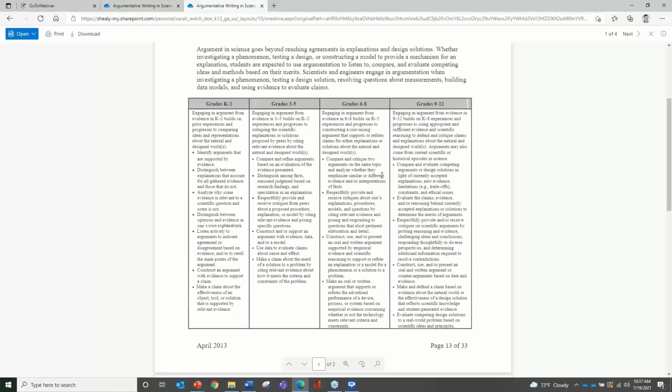But it's a great tool we can use when we start thinking about our students going through the claim evidence reasoning process with an argument: how can we start to pull in the pieces where we're going to build their score, maybe build a rubric or think about their scoring. This is a document that shows some examples of what we can expect those grade bands to do. So for example, maybe in middle school, students are providing and receiving critiques about one's explanations or procedures or models. They're citing relevant evidence and posing and responding to questions that elicit pertinent elaboration and detail. So we could take these pieces to help build a rubric.